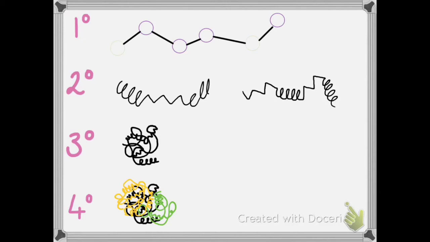If multiple polypeptide chains of a tertiary structure join together, you can get a quaternary structure protein, such as hemoglobin, which is made of 4 different tertiary structure chains with a heme or iron group in the middle.